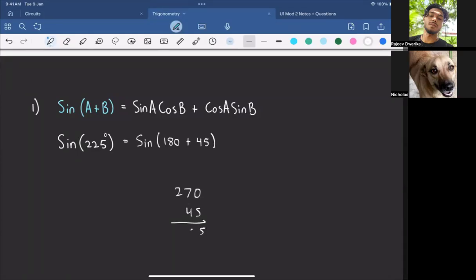45. No, wait. Yeah, it will work. Yeah, 225 would, wait. Right, so 180 plus 45. So A is 180 and B is 45. So tell me what to write.